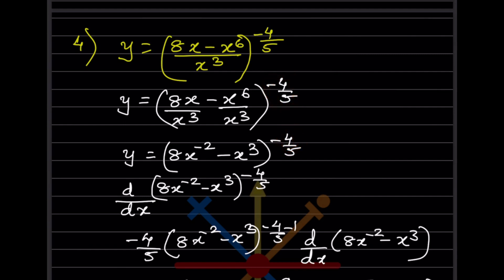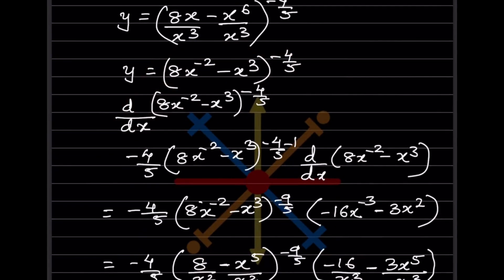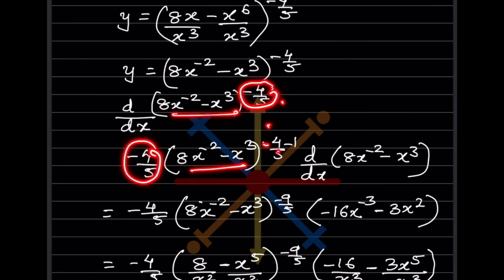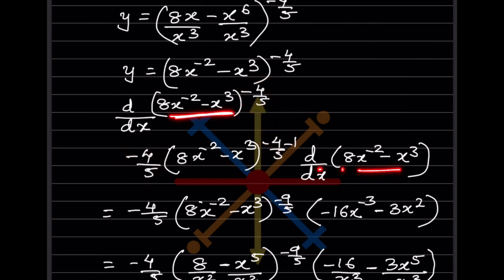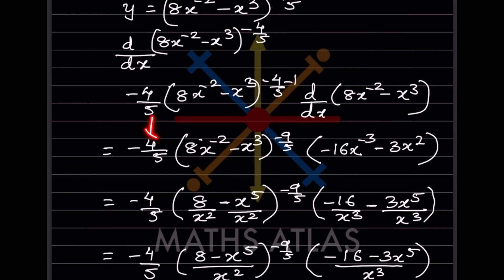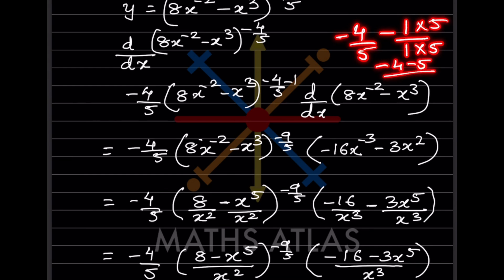Now we will take the derivative of this whole thing. So what will you write here? This is n, this is the whole thing, minus 4 by 5 minus 1 means n minus 1, into d by dx of the inner layer. This is the same, this is the same. When you take minus 4 by 5 minus 1, for those who don't know, you will take the LCM. So minus 4 minus 5 by 5, that will be minus 9 by 5.